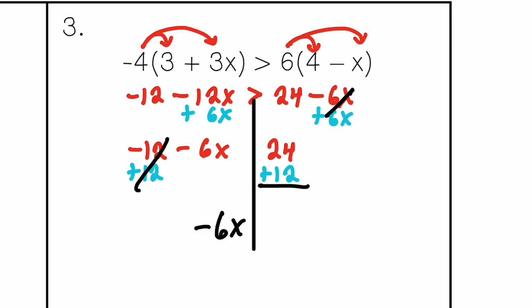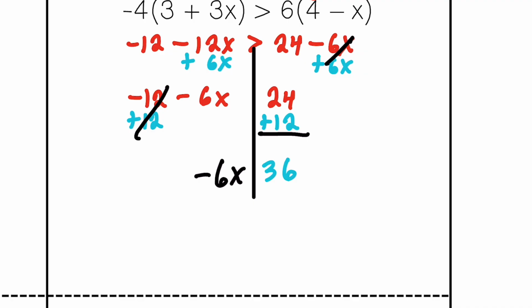equals, well, not equals, technically it's still a greater than sign, but 24 plus 12 is, I believe, 36. Oh, and this works out pretty nicely. So let's take a look. Again, we have negative 6x, negative 6 times x. We need to undo that multiplication by dividing by negative 6.